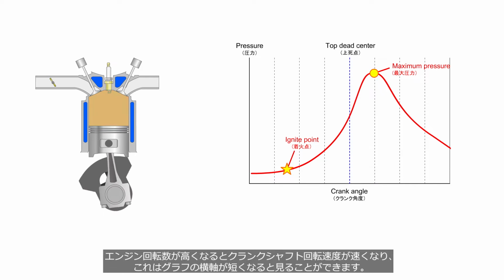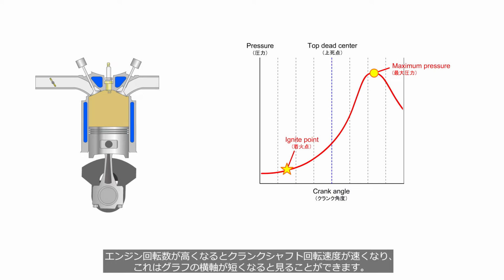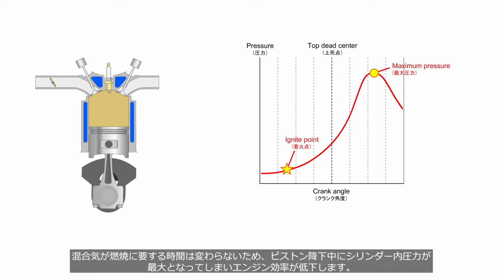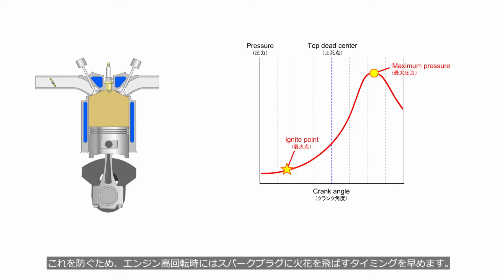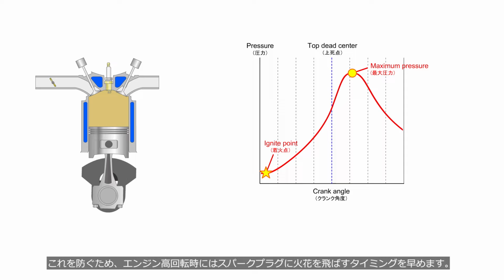When the engine speed increases, the crankshaft rotation speed increases, and it is represented by the shortened horizontal axis of the graph. However, since the combustion time of the air-fuel mixture remains the same, the cylinder pressure reaches maximum when the piston has already moved down. It leads to a decrease in engine efficiency. To prevent this, as the engine speed increases, the timing of the spark plug ignition is advanced.